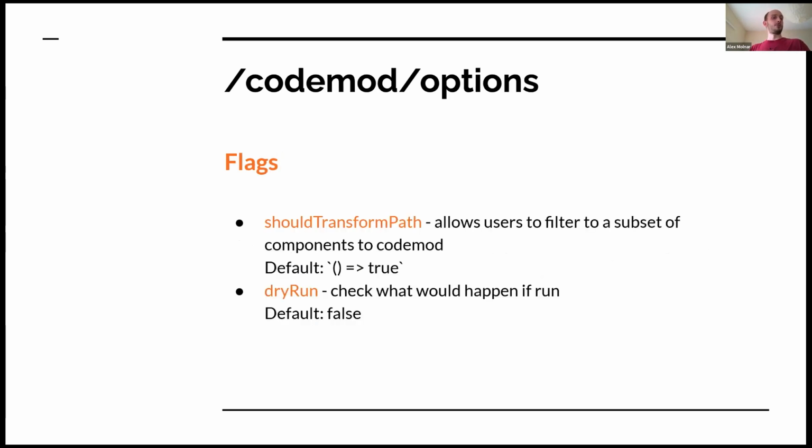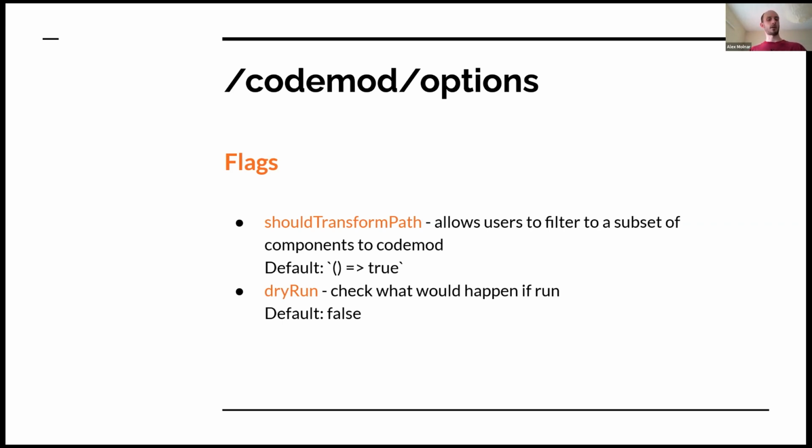A few code mod options. There are currently 2 supported flags to aid with the adoption of the code mod. The first one is should transform path. It basically allows users to act on a subset of templates in their application. By default, it acts on everything. So if you don't tell it you only want some, it's going to try and do everything.